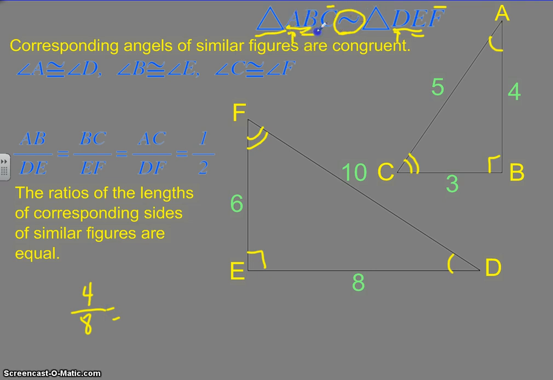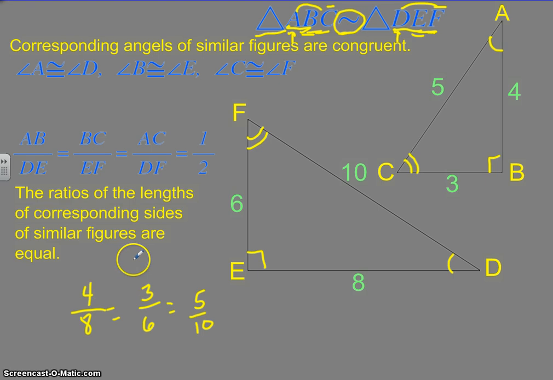Well, I can look up here and see that BC corresponds to EF. So BC is 3, EF is 6. Okay, also I can see that AC corresponds to DF. AC is 5, DF is right here, which is 10. And notice that all of these ratios equal the same thing, which is 1/2. And that's true of any set of similar figures.